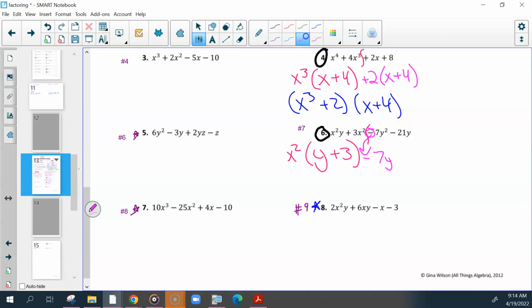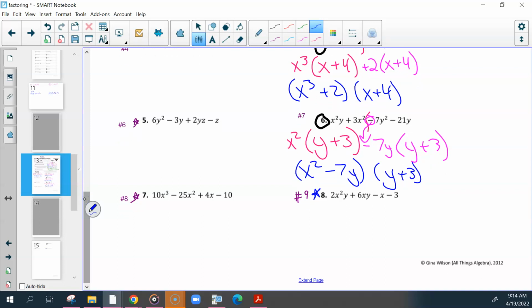So negative 7y, if we divide both of those by negative 7y, what's left? Y plus 3. So we're divided by negative. What would our two factors be? X squared minus 7y and y plus 3.